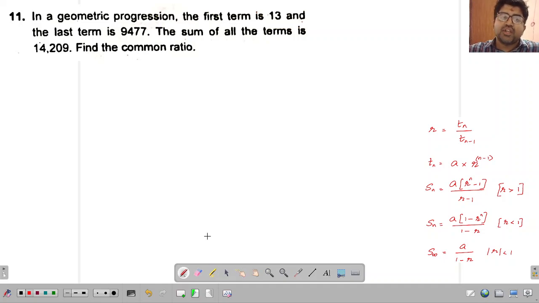In a geometric progression, the first term is 13, the last term is 9477. The sum of all the terms given is 14209. You are asked to find the common ratio. So it is given the first term is 13. I don't know how many terms are there.